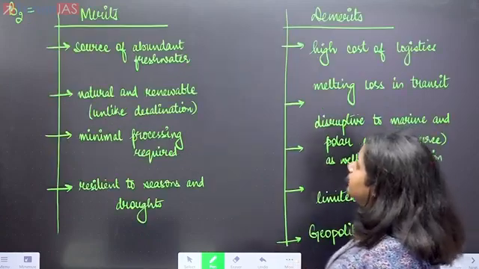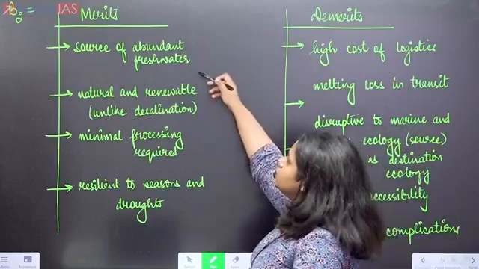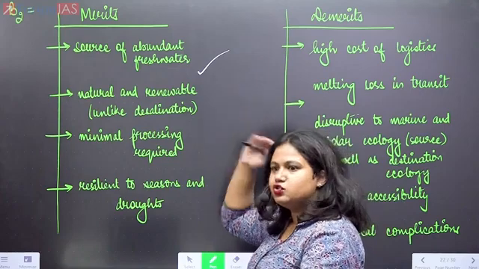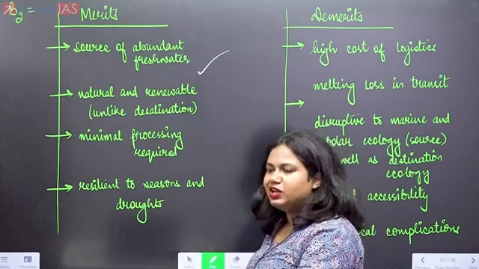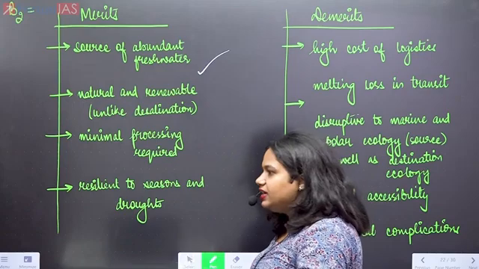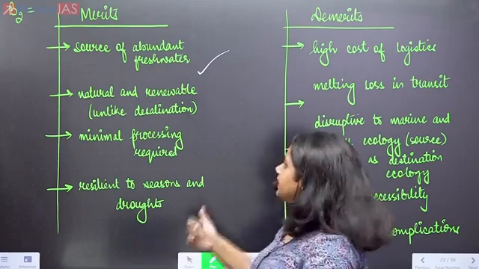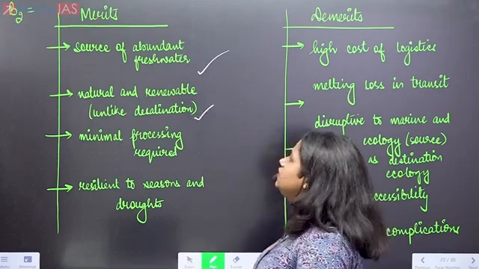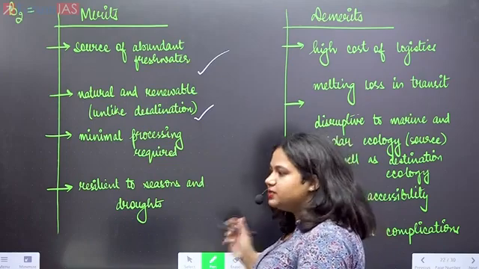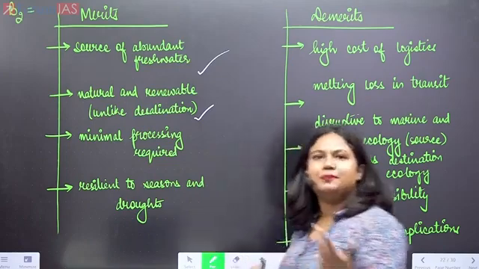Then, what are the merits? Icebergs are sources of abundant fresh water. There are so many icebergs out there. They're melting, they're breaking off. And right now, we are not treating them as a resource. Then, it is a natural and renewable resource. Icebergs are available naturally. I'm not tampering with it.